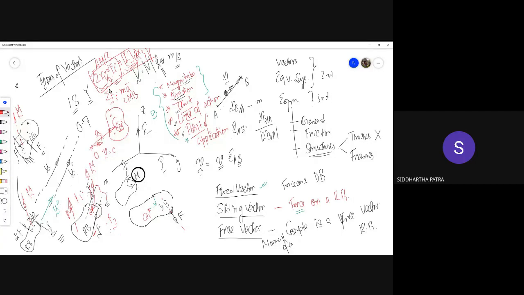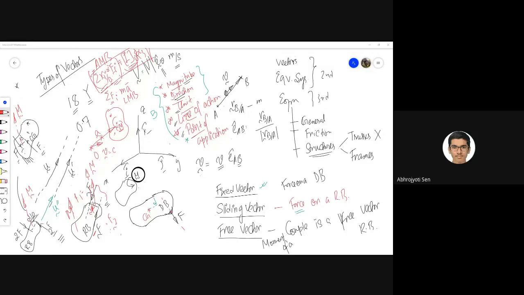And because of that, on a rigid body, for the couple moment, forget about the actual point of application, even the actual line of action doesn't matter.